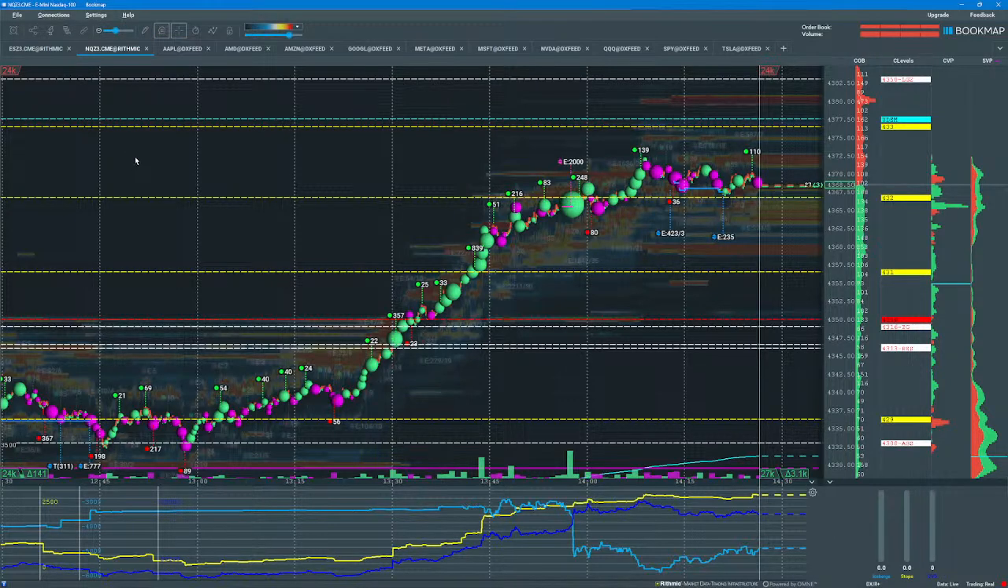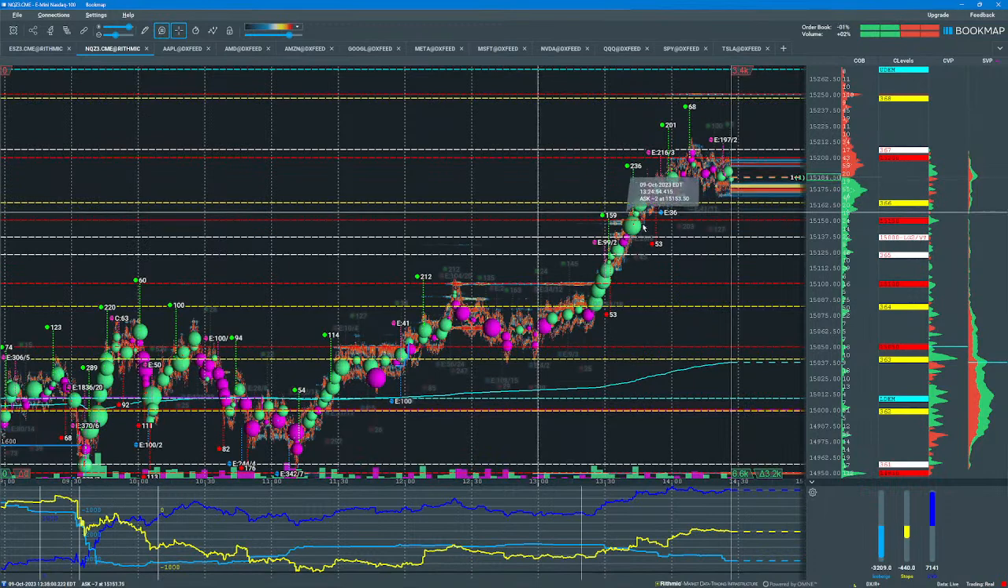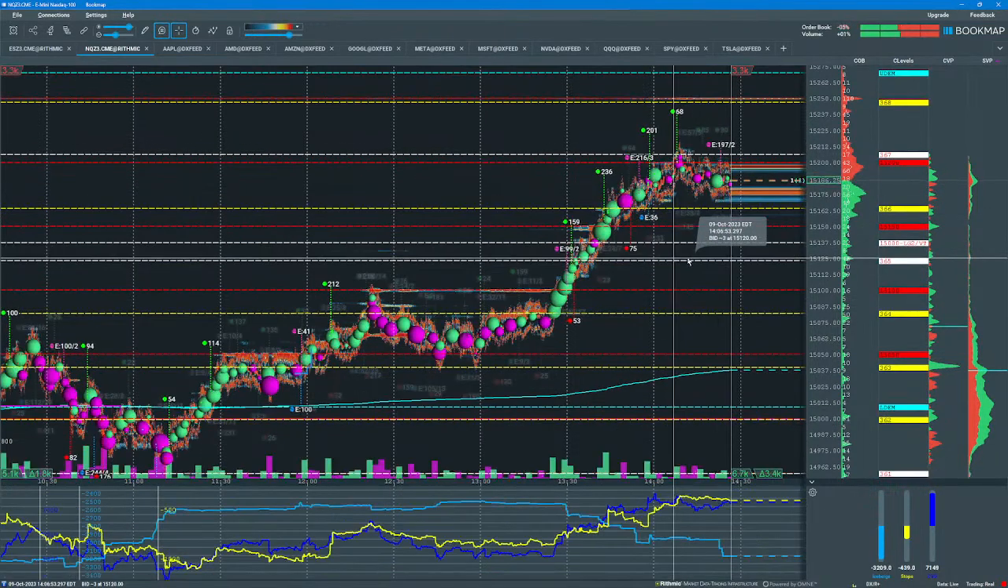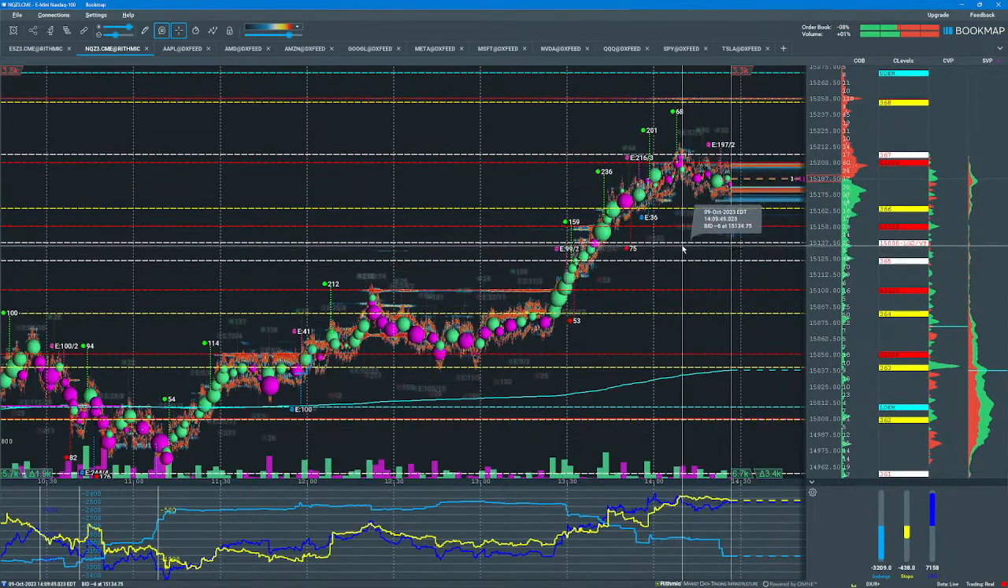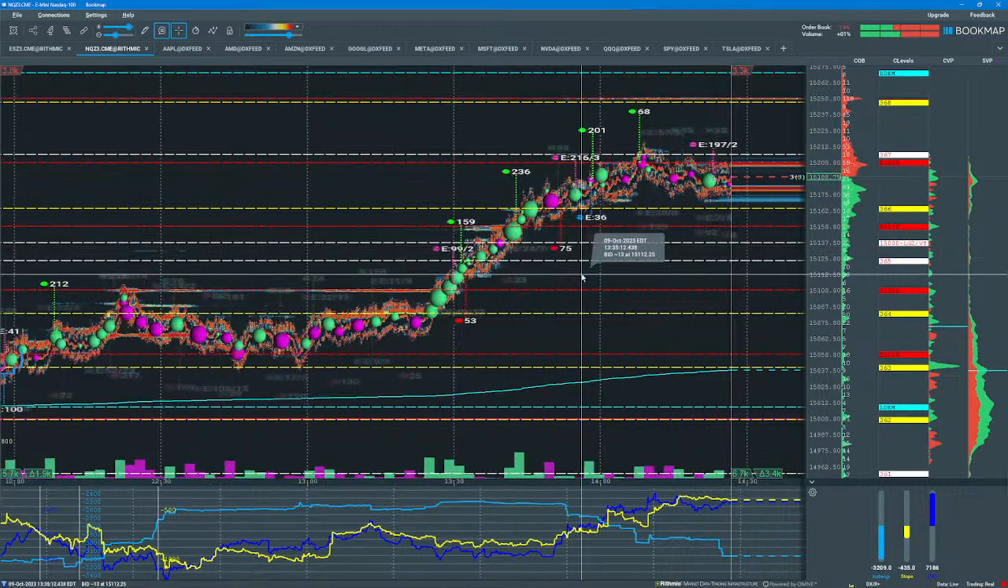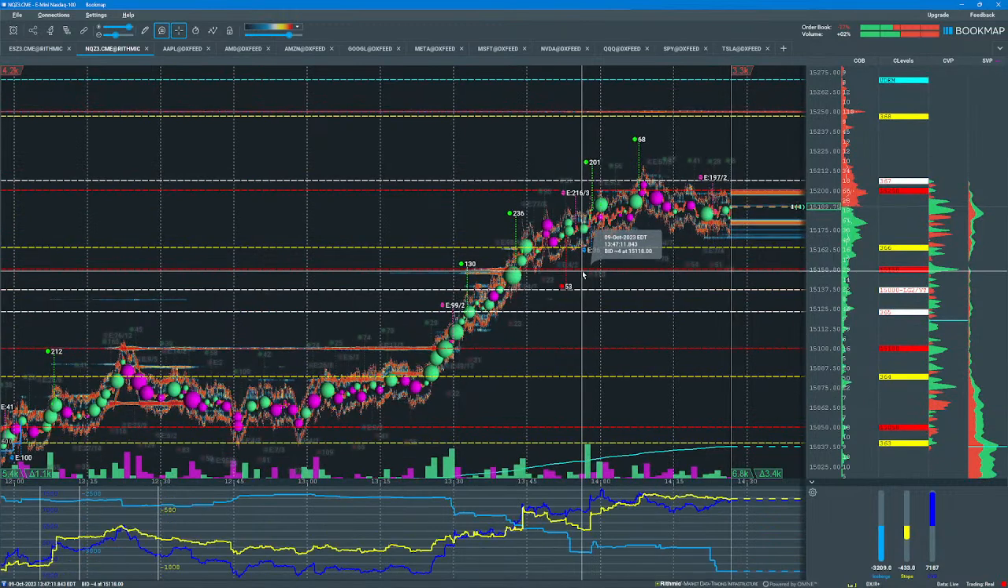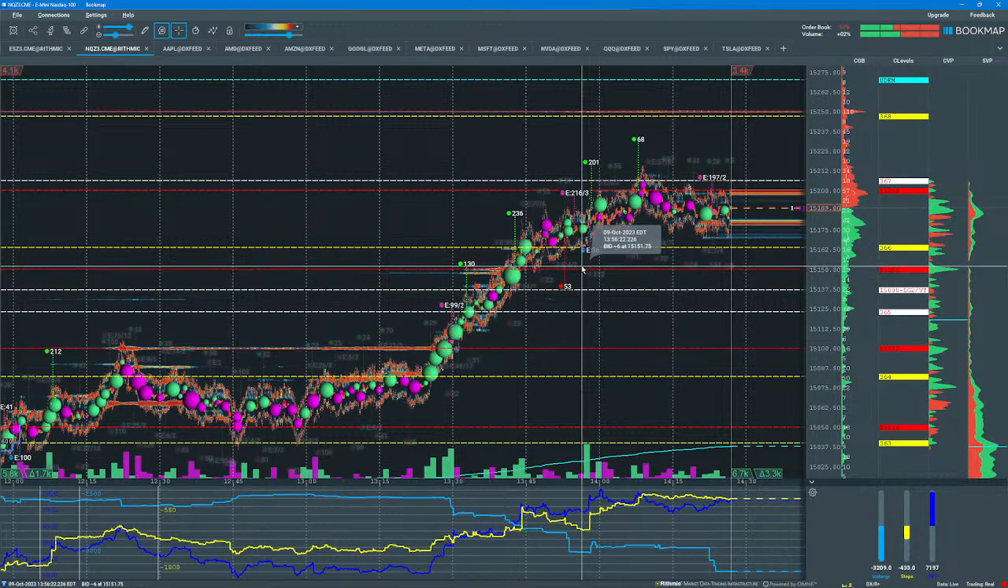Let's take a look at NASDAQ. Zoom in on this just a bit. So NASDAQ did find resistance at the 15,200 level. That's NQ 15,200, as well as the QQQ 367 level.